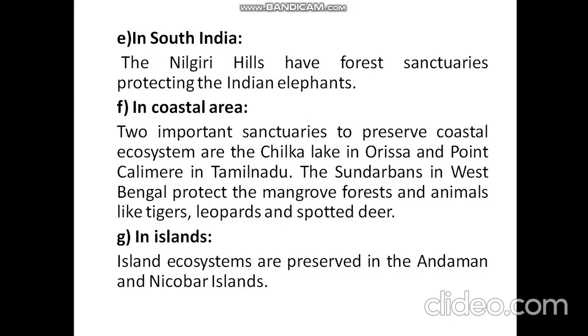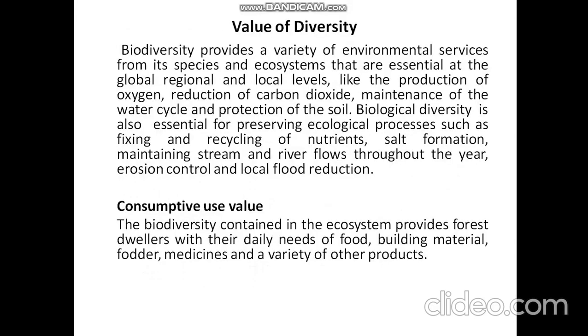We have in coastal areas two important sanctuaries to preserve coastal ecosystem: the Chilka Lake in Orissa and Point Calimere in Tamil Nadu. The Sundarbans in West Bengal protect the mangrove forests, and animals like tigers, leopards and spotted deer are also found here. And in islands, island ecosystems are preserved in the Andaman and Nicobar Islands. The next we go on to value of diversity.